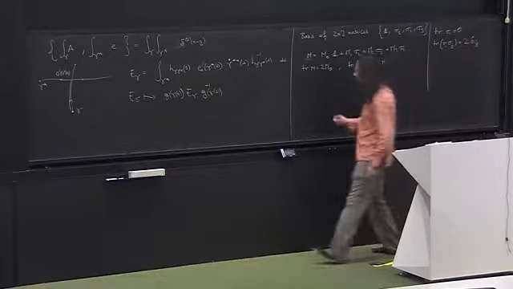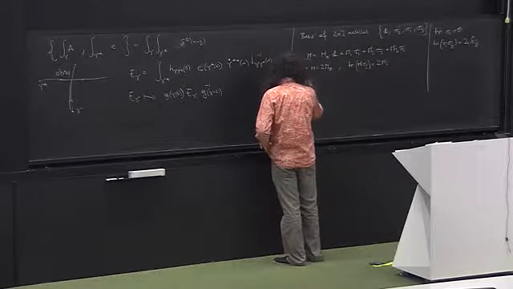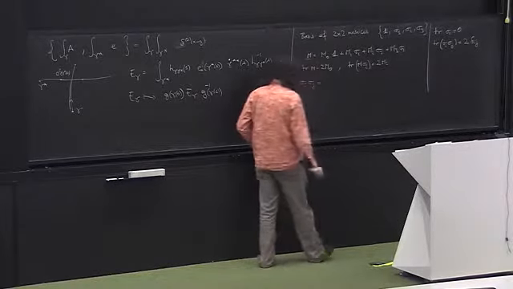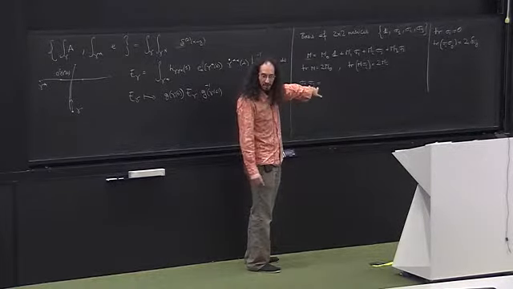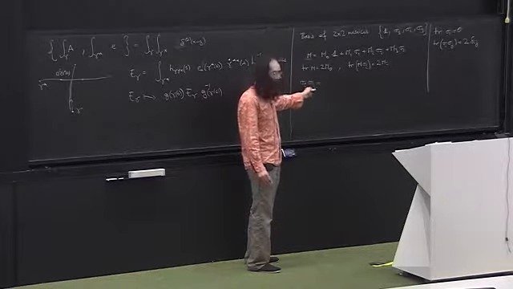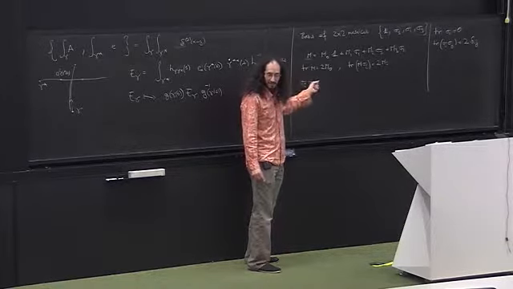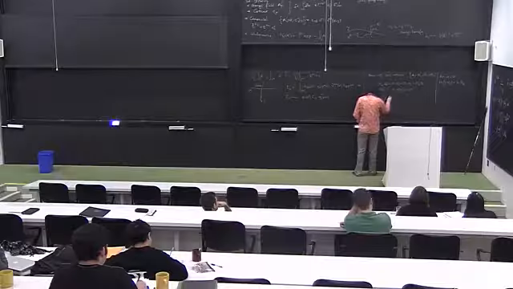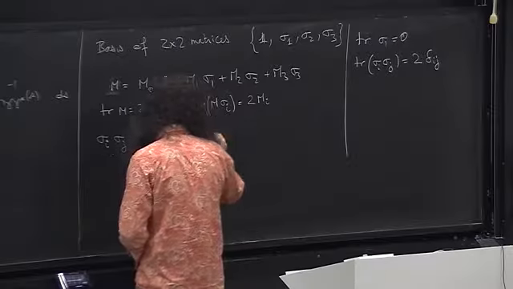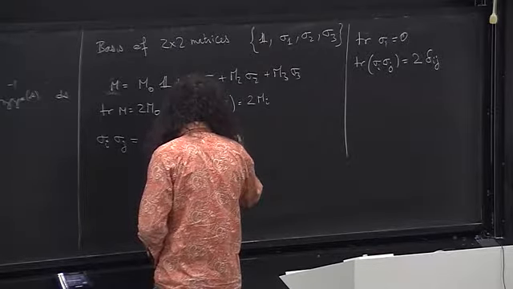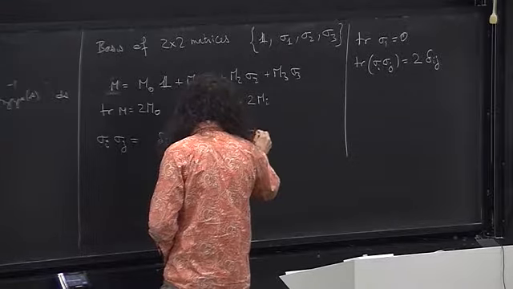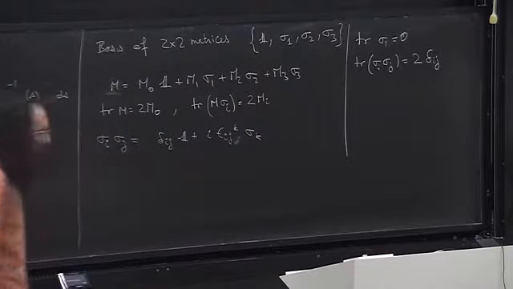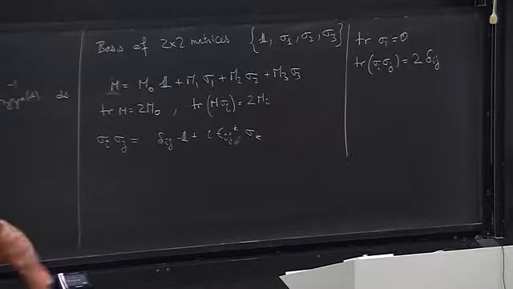Yeah, in particular, also, there's an interesting formula for sigma i times sigma j. So it's a product of two 2x2 matrices. So itself, it's a 2x2 matrix. So you can expand it onto that basis. And that gives you delta ij times the identity plus i epsilon ijk sigma k. Let me write it like that. That's a formula that may be useful for you someday.